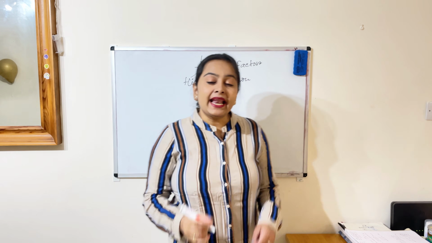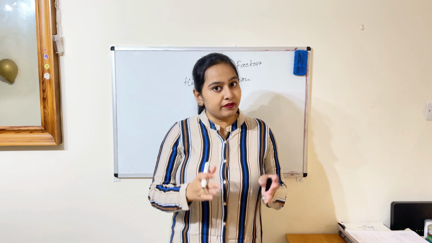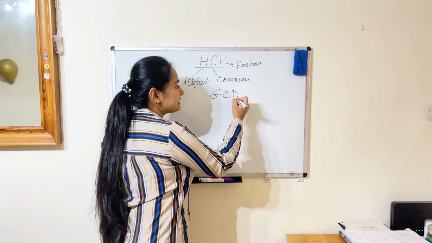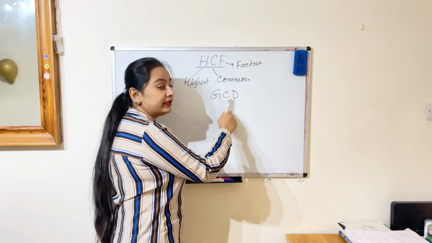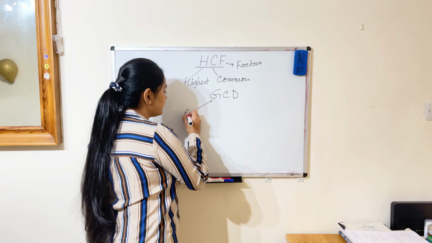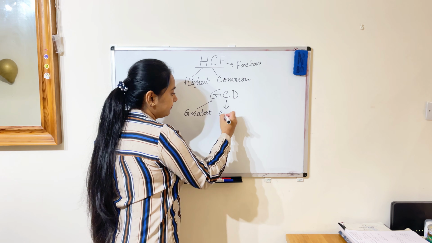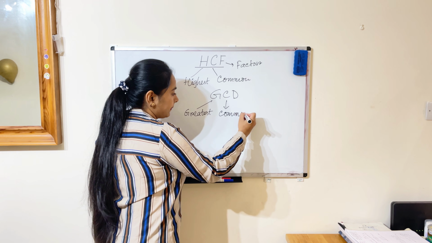Right? And another name of HCF is GCD. What is the full form of GCD? Greatest Common Divisor. G for greatest, common, divisor.